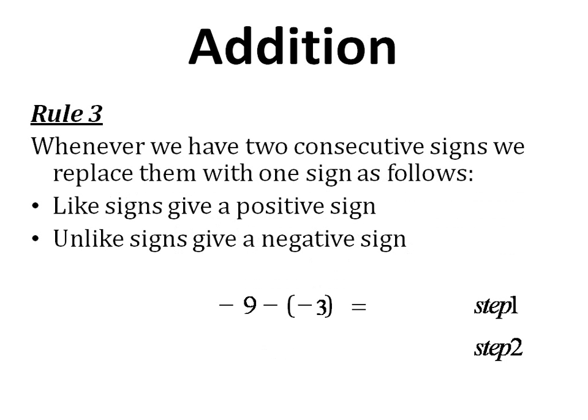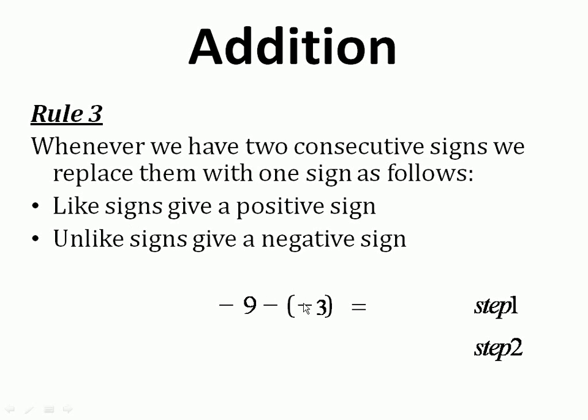We are going to be taking a look at Rule 3. Rule 3 has to do with consecutive signs. It says, whenever we have two consecutive signs, we replace them with one sign as follows. Like signs give a positive sign, unlike signs give a negative sign.